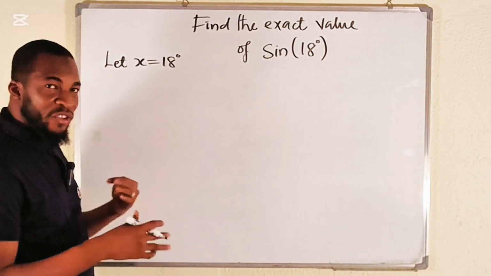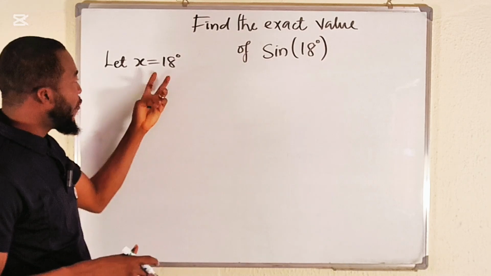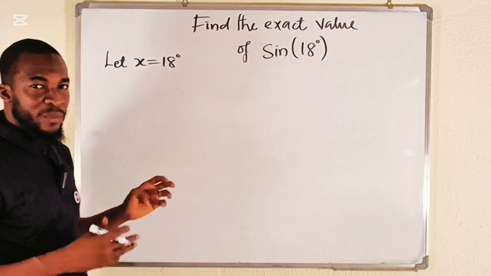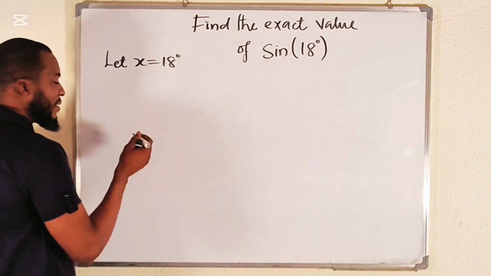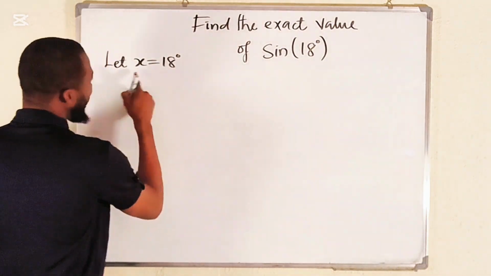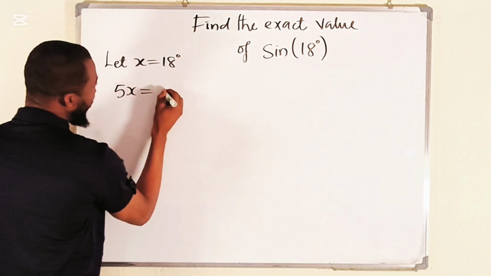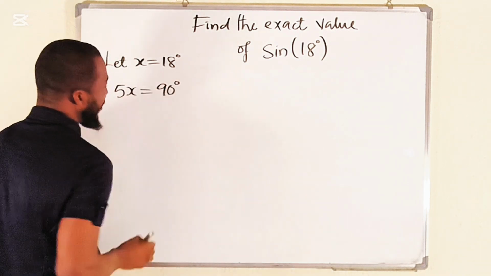Let's come up with a special angle that we can form from this 18. If we multiply 18 by 5, it becomes 90. And 90 is a very interesting angle. So let's multiply both sides by 5. So 5x is equal to 90 degrees.